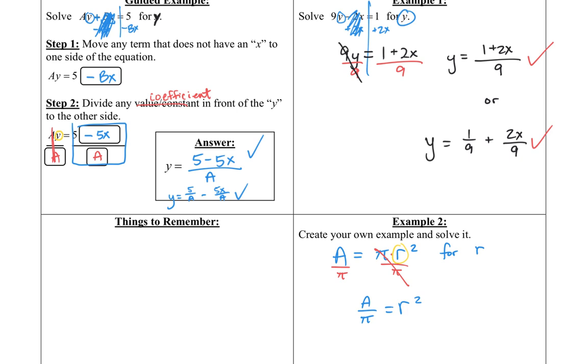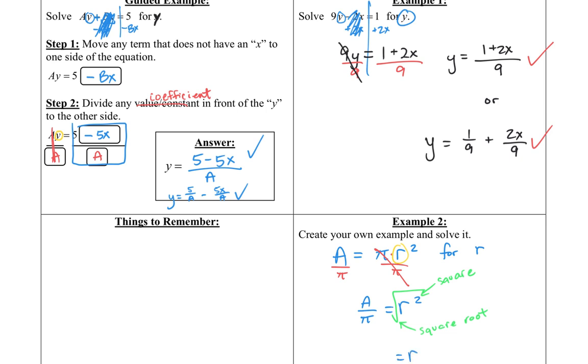Cool. Now this is the first time you're seeing this. Super excited to show you. To undo something squared, okay, that's a square, the inverse operation of something squared is called a square root. Okay, that's called the square root. And they undo each other. So they cancel out, and that would just leave me with r equals.